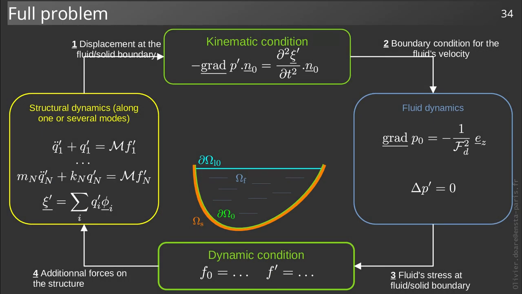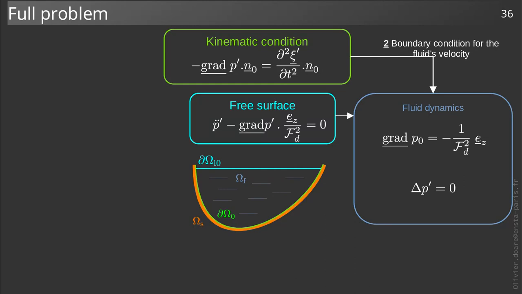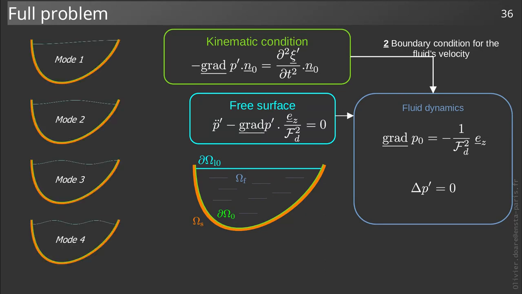Returning to our complete problem, we can add the equation we have just obtained for the free surface. Let us first look at the solutions of this problem when the fluid is fully uncoupled from the solid. That is to say, when the kinematic condition is replaced by the condition of zero normal velocity at the wall. This is a problem whose solutions can be written as a series of eigenmodes associated with an eigenfrequency. Here are some examples.